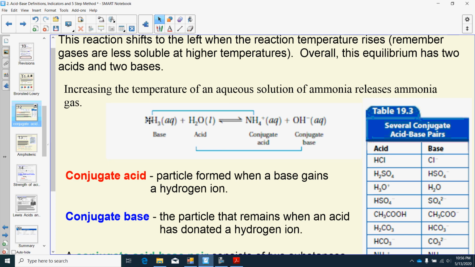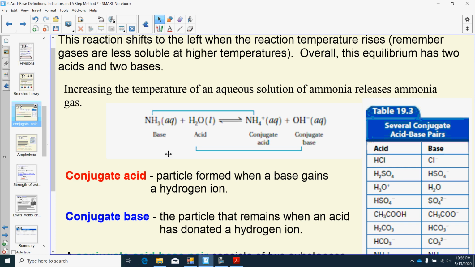So here, NH3 is a base because it accepted an H. Here it was before the H, here it is after the H. So it was a base, and it becomes a conjugate acid, the particle formed when a base gains a hydrogen ion. So when this base does its accepting, it turns into a conjugate acid.